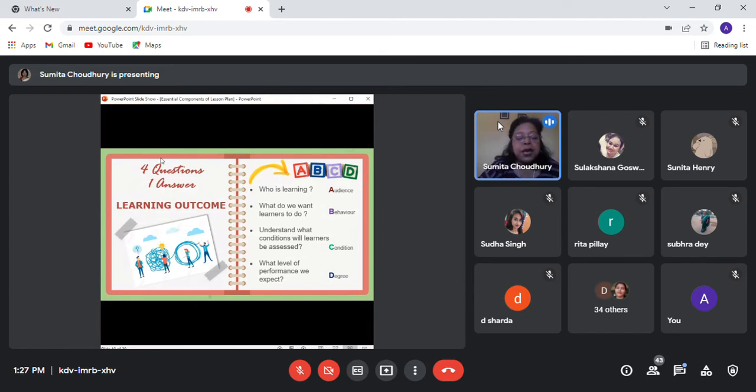So, when I evaluate, it's also an assessment for myself of how well I have understood the kids and the teaching-learning process. These four points, audience, behavior, condition, and degree, make the ABCD of learning outcomes, which we should always keep in mind.